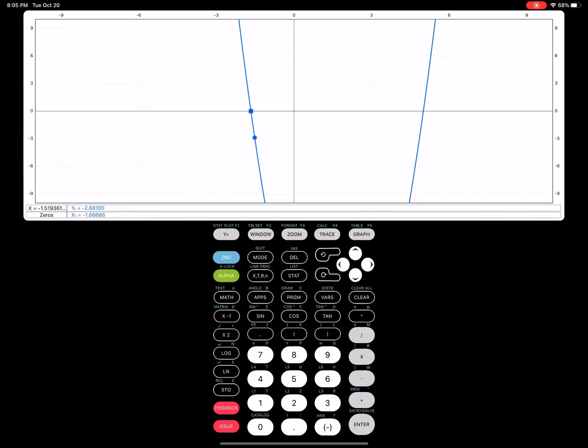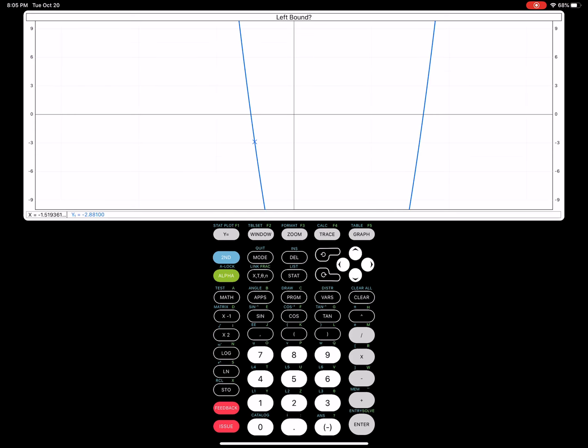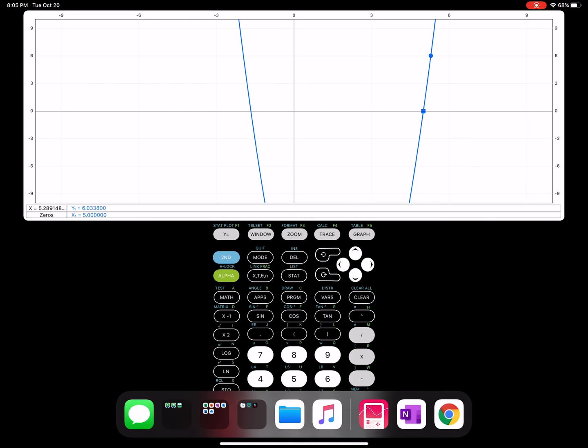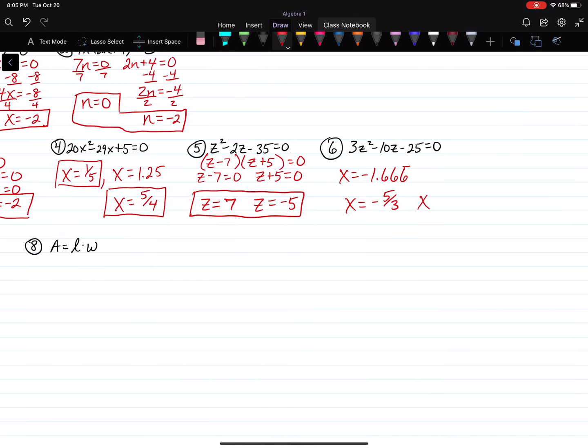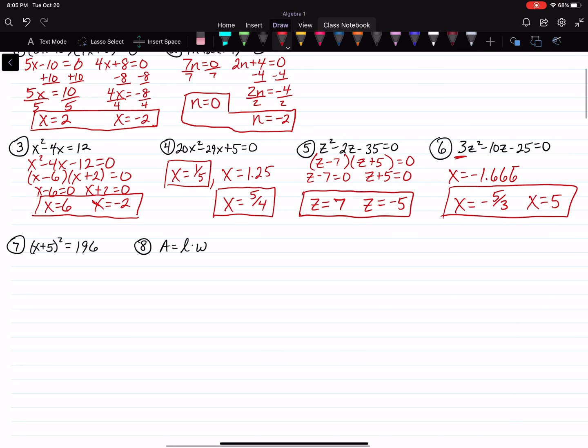And for the other one, let's see here, second trace, number 2. Move my cursor over to the right one. I'm still going left. Here it comes. There it is. So enter, the right bound, enter, and this one is 5. So x equals 5. Anytime my a is not 1, I'm probably not factoring it. You can factor it. You can, but it's probably not the easiest way. I'm probably going to do that one by completing the square, the quadratic formula, or graphing it if I can. All right.